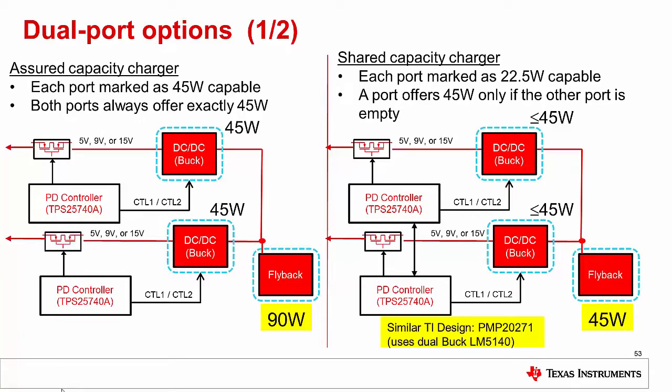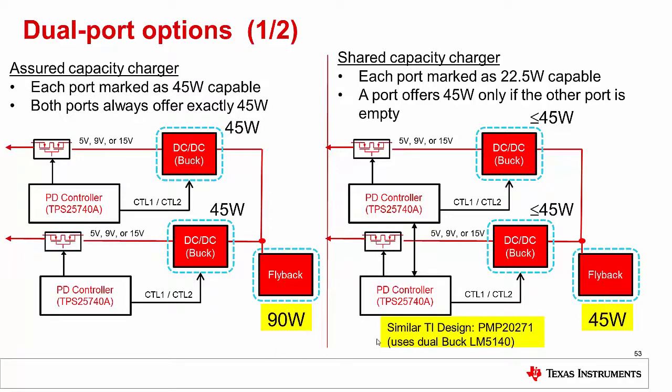So if the sink gets plugged in, there's 45 watts that it can be assured that it can have access to. That means the flyback needs to be capable of doing 90 watts, because there might be two sinks plugged in at the same time, and you're assuring 45 watts to both sinks. So obviously the flyback has to be twice the power on each port.